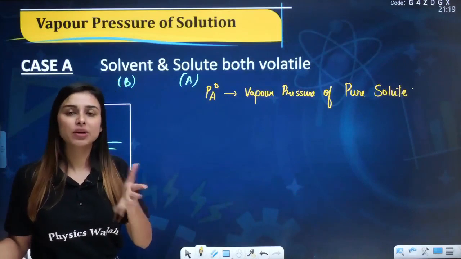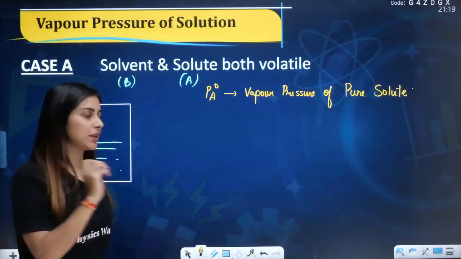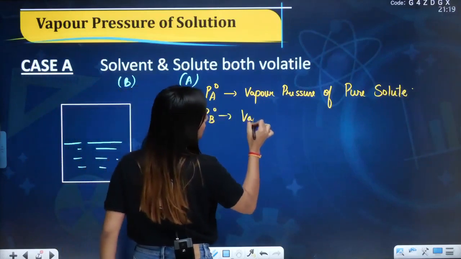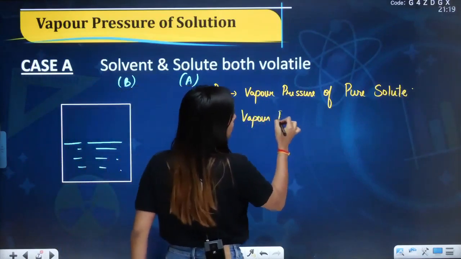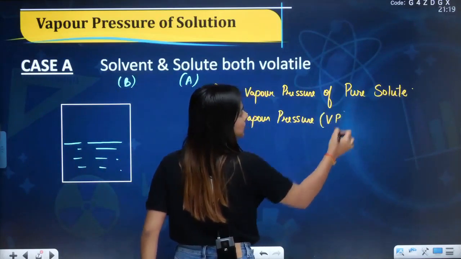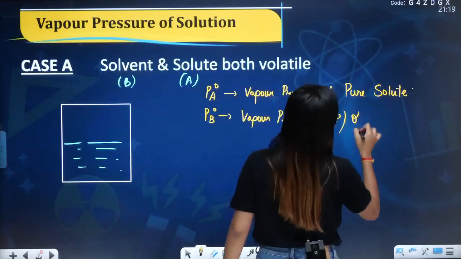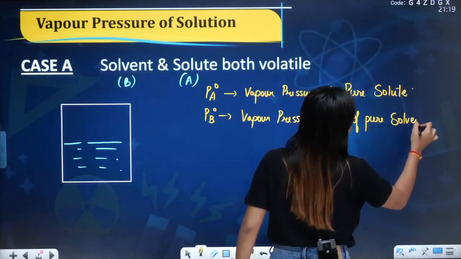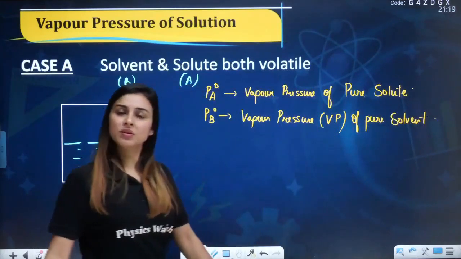Always you calculate vapor pressure at a constant temperature. Then PB naught will be the vapor pressure of pure solvent. Now in the further classes we will be denoting vapor pressure by VP. My dear students, I hope this is clear with you.